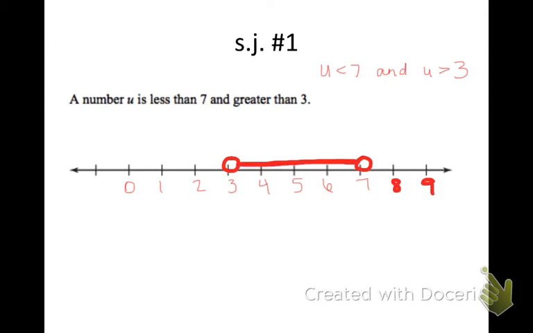And the way we would write this is like this. We'd start with the 3. So 3 is less than u, which is less than 7. Okay? This is an and inequality, and we got that information right here because it was talking about the number u less than 7 and greater than 3. It's the range of numbers in between there that satisfy that situation.